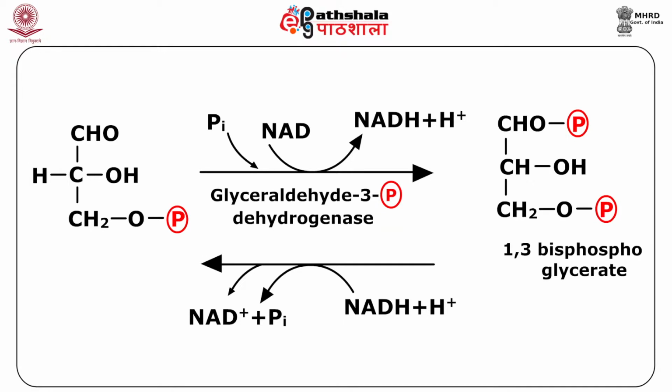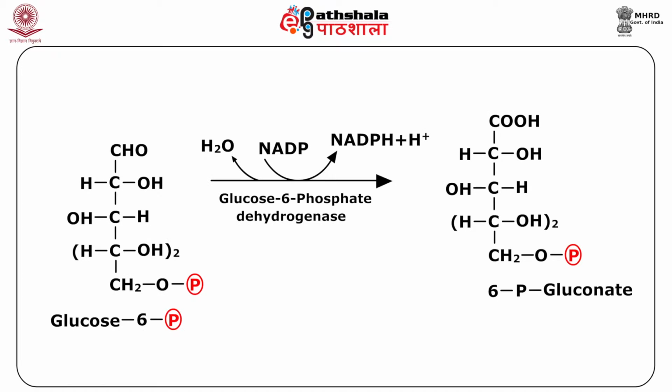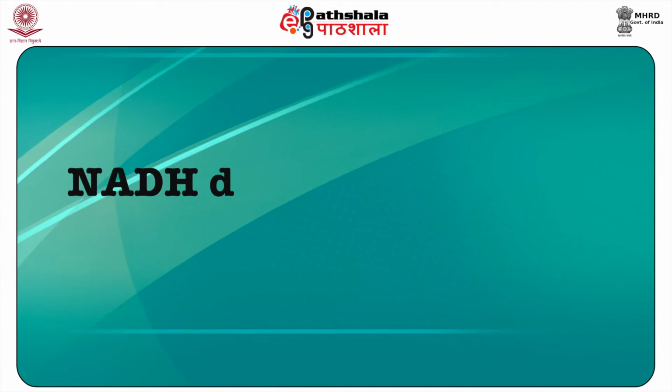Some examples of NAD+, NADH or NADP+, NADPH dependent reactions are shown here. First one you can see in the figure is the formation of 1,3-bisphosphoglycerate, where NAD+ is being converted into NADH. The second one is the conversion of glucose 6-phosphate to 6-phosphogluconate. Again here, as you can see in the figure, NADP+ is converted into NADPH. In the formation of 1,3-bisphosphoglycerate, as in the earlier example, NAD+ was getting protonated to form NADH.